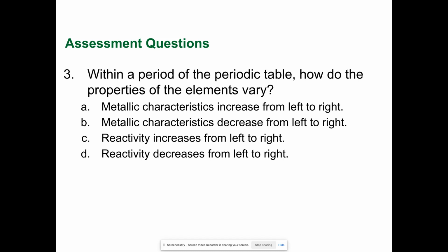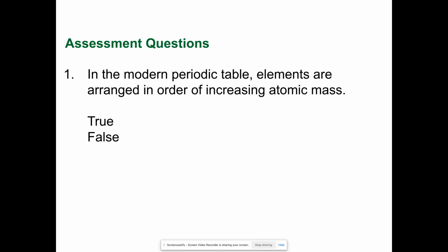Within a period of the periodic table, how do the properties of the elements vary? You think it's B? Yeah, you are correct. It becomes less metallic as you go from left to right, and that it's completely based on the atomic structure.